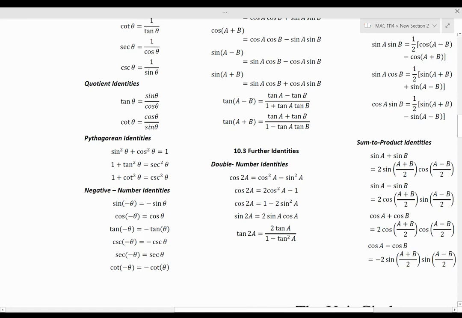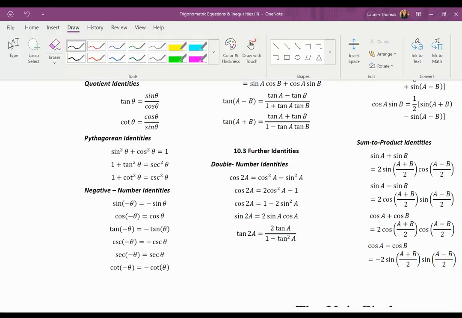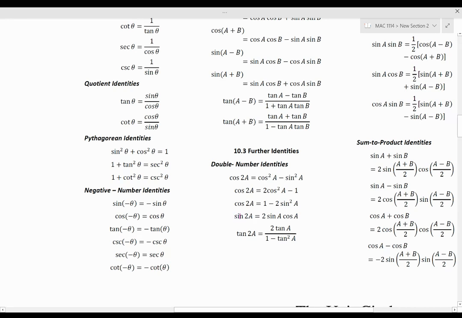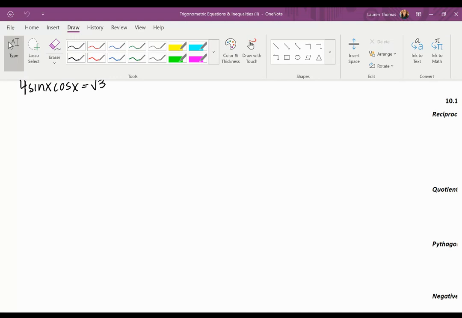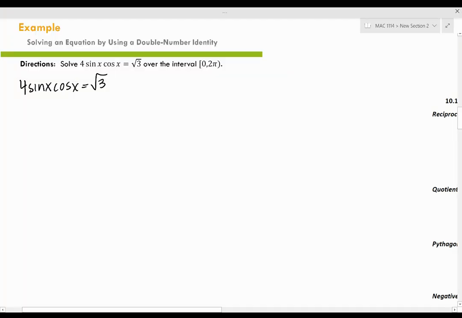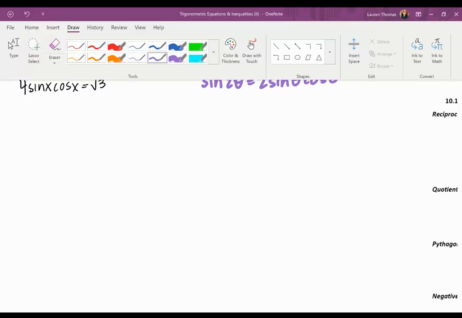All right, so if you look here, let's change the color. This identity here is the double angle for sine. It says if you have 2 sine A cosine A, you could replace it with the double angle for sine. That may prove to be helpful for us. So let's go back here. That identity said sine 2 theta is equal to 2 sine theta cosine theta. Let's see what we can do with that.